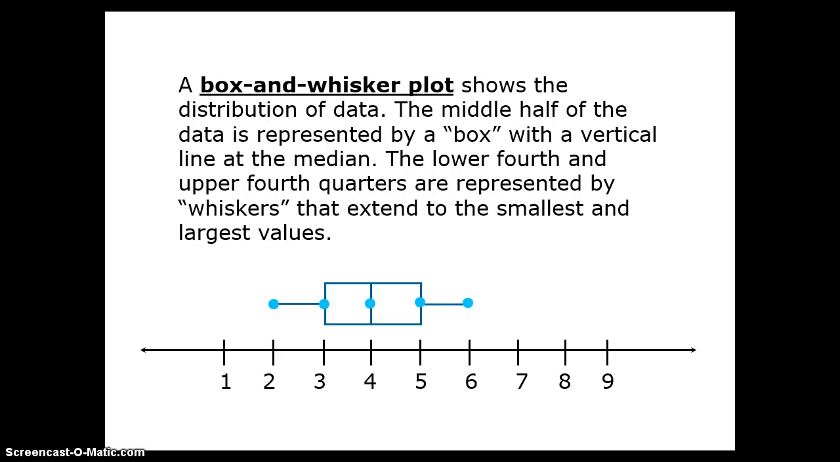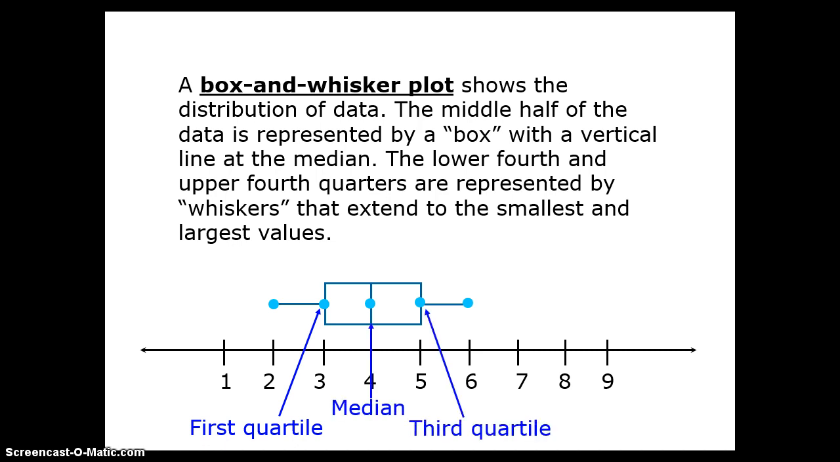Now let's talk about box and whisker plots. A box and whisker plot shows the distribution of data. The middle half of the data is represented by a box with a vertical line at the median. The first line of the data is the first quartile. So you would plot the first quartile, then plot the median, then plot the third quartile.